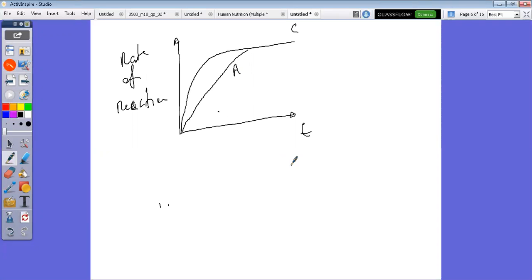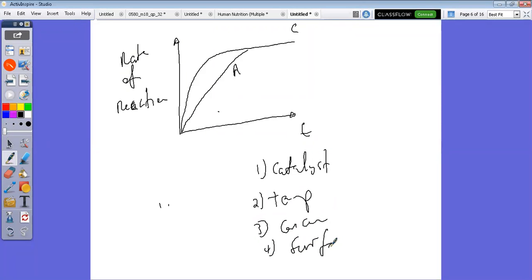Yes, sir. Now, we want to apply everything we have talked about: catalysts, temperature, concentration, and surface area on the same graph. Now, there are certain things that I want to ask you there.